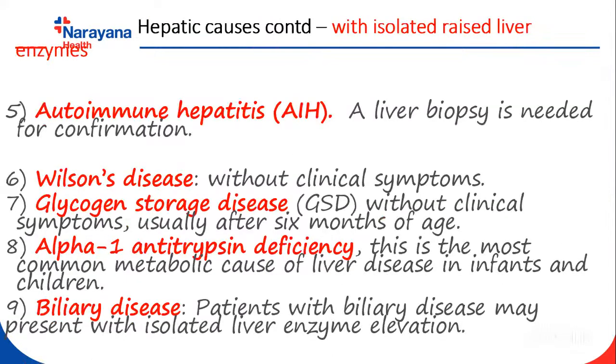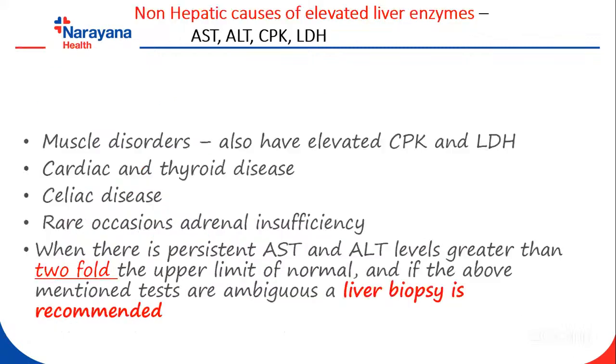The other causes, hepatic causes, where only the enzymes are raised and other parameters are not much affected, are conditions like autoimmune hepatitis, where a liver biopsy is needed for confirmation, Wilson's disease, glycogen storage disorder, alpha-1 antitrypsin, and biliary disease. Some of these need a liver biopsy for confirmation.